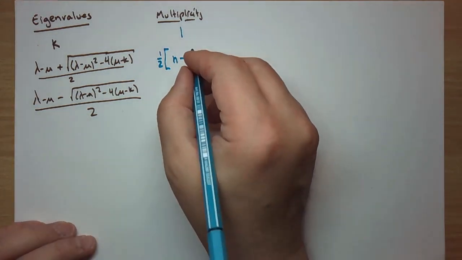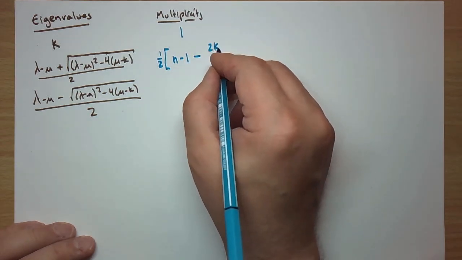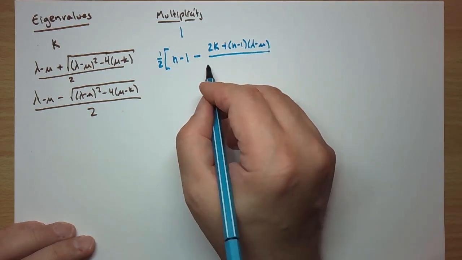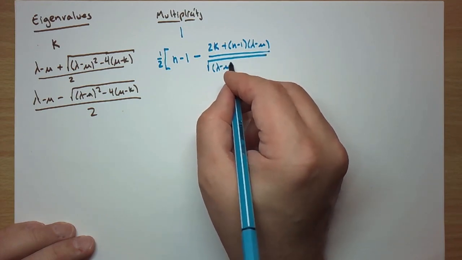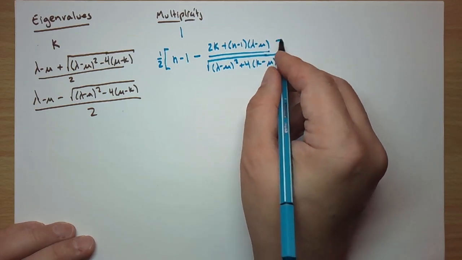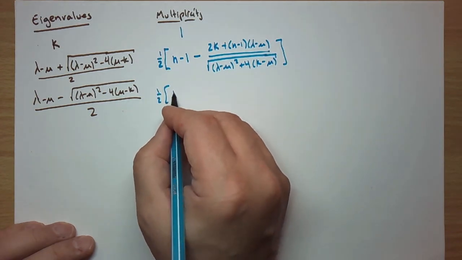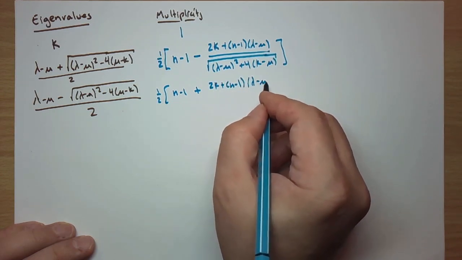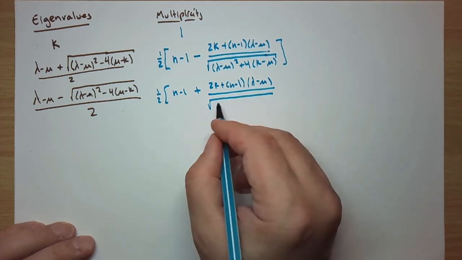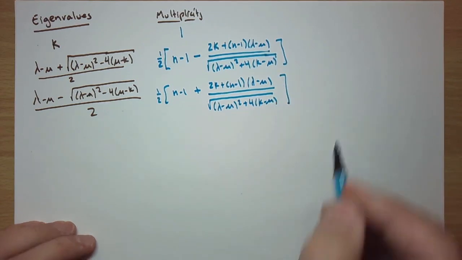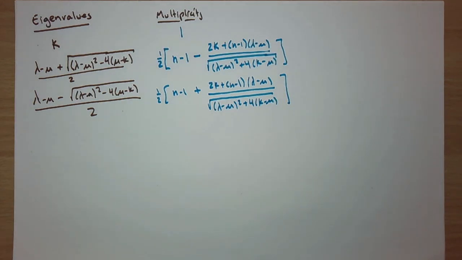So 1/2 times n minus 1 minus 2k plus n minus 1 times lambda minus mu, divided by the square root of lambda minus mu squared plus 4 times k minus mu. And then the other one is similar, but with a plus. And so we have our lovely expressions. All right, nothing that we haven't done before, and if we were really patient, we could, of course, rederive this again. Okay, so there we go.